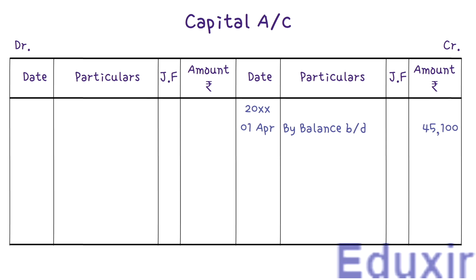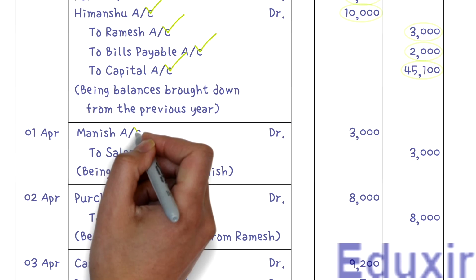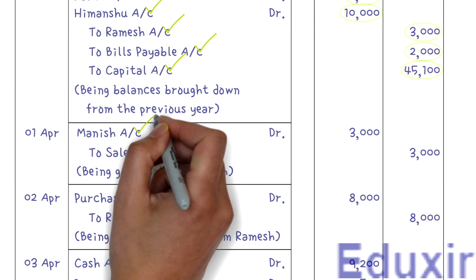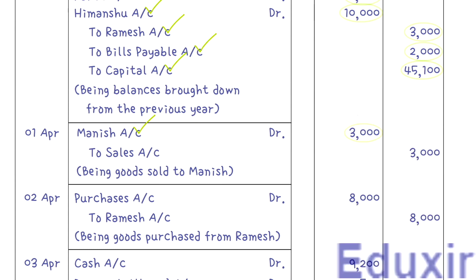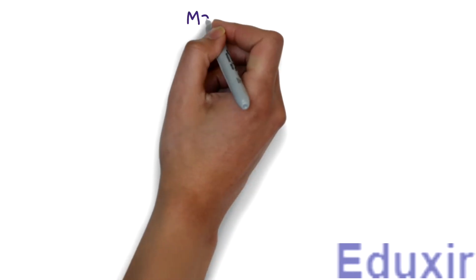Let us now take up the next entry. As the name suggests, it needs to be posted on the debit side of Manish account and the debit amount is 3000 rupees. Note that the details that need to be posted into the particulars column is sales account. For posting this entry, we need to create a ledger account for Manish as it is not yet created. Let us first write the title as Manish account.